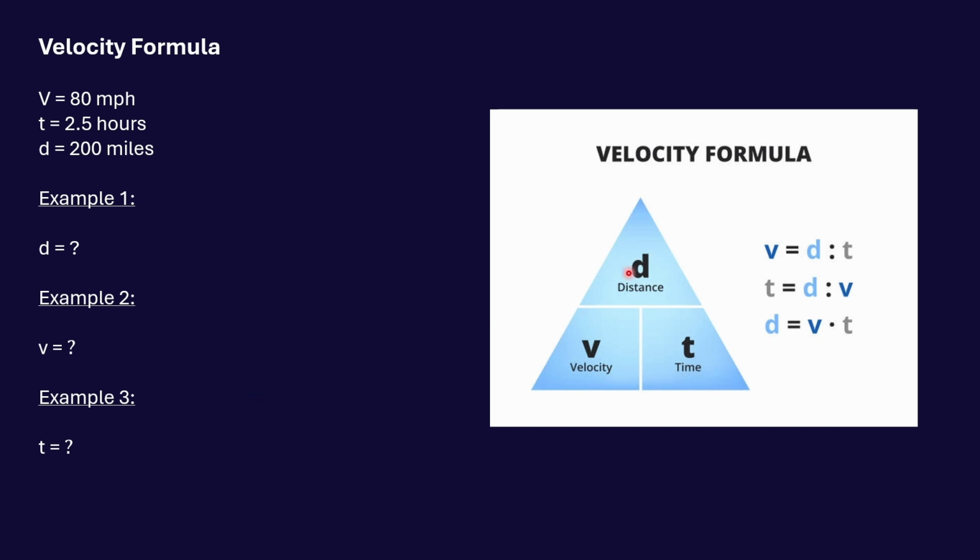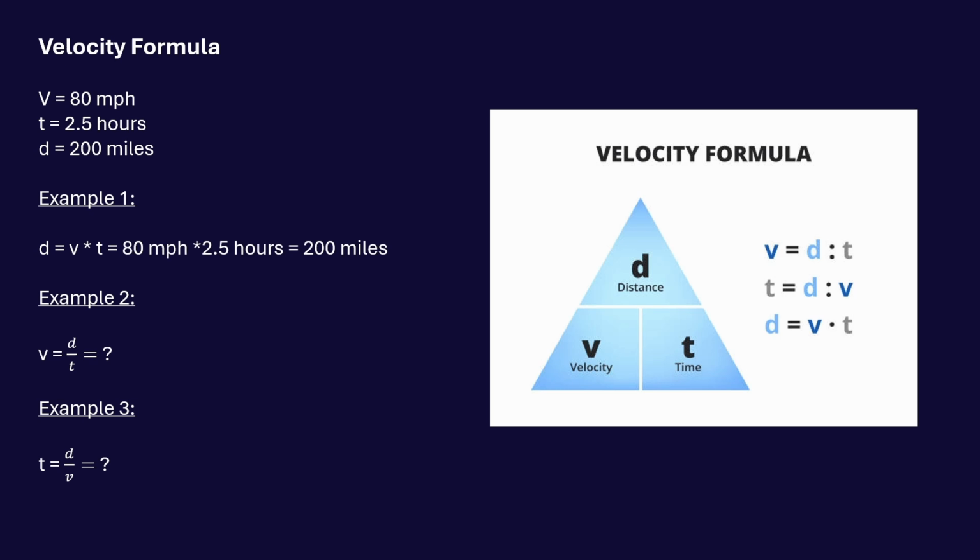Well, we'll cover d first for example 1. So we'll do v times t. And then for example 2, we want to find v, so we're going to do d divided by t. And then for example 3, we're going to find t, so we're going to do d divided by v. So let's do that. v times t to find d, d divided by t to find v, and d divided by v to find t.